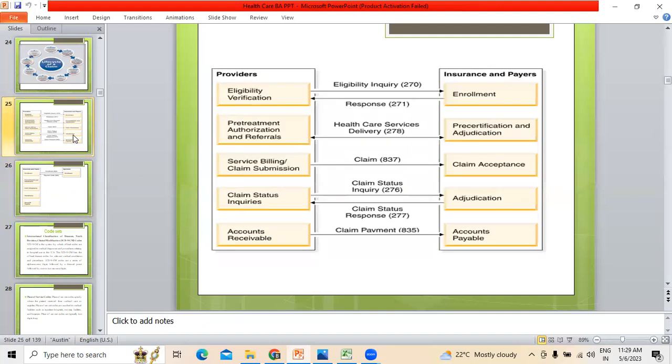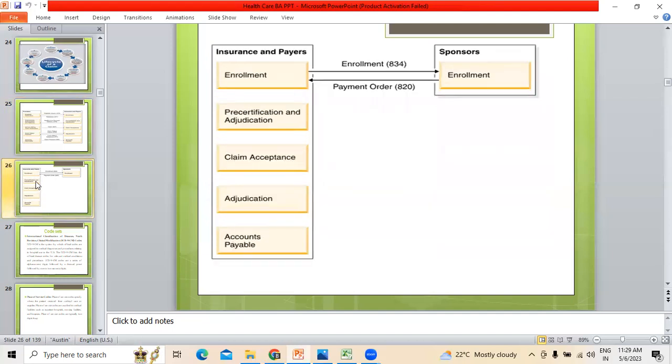So eligibility inquiry is 270. The response for that is 271. Healthcare services delivery comes under 278. Claim submissions happen under 837. Followed by the status inquiry, which is 276. The response to the inquiries comes under 277. And claim payments happen under 835. If any enrollment takes place, it is 834, and payment orders come under 820.